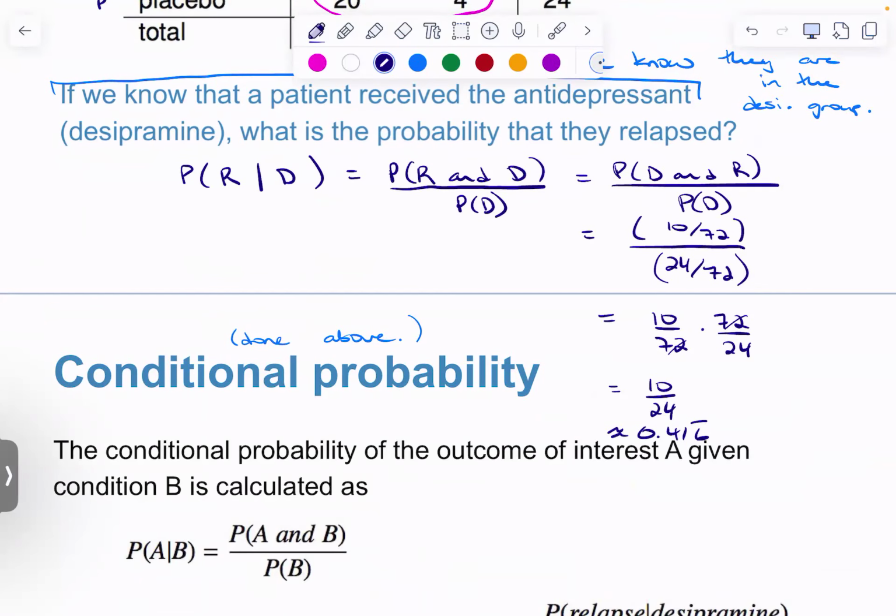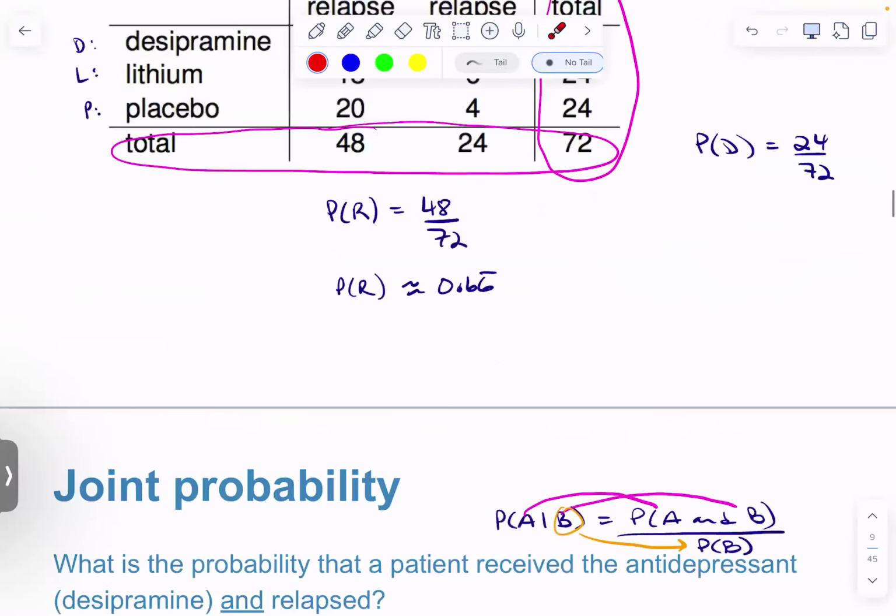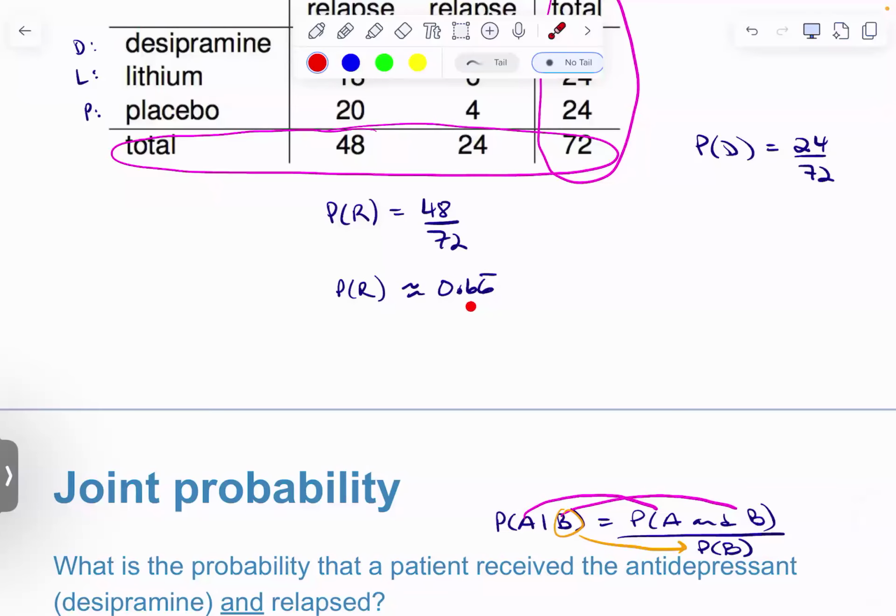Which means that the probability that they relapsed, knowing that they were in this antidepressant group, is roughly 42%, right? Or 0.42. Which is different from the overall probability of relapse. Okay? So that's a good sign.